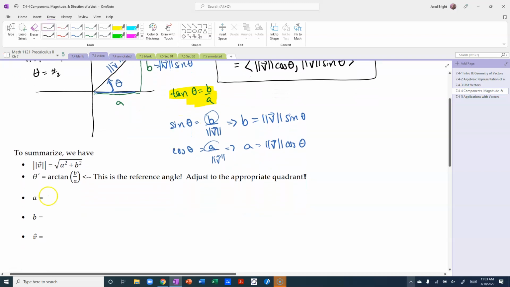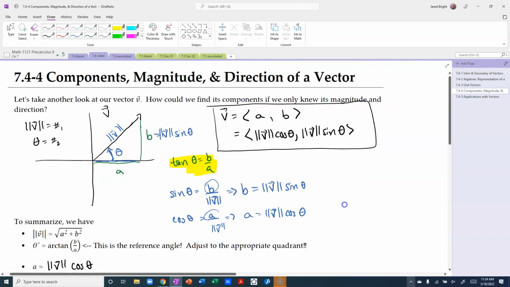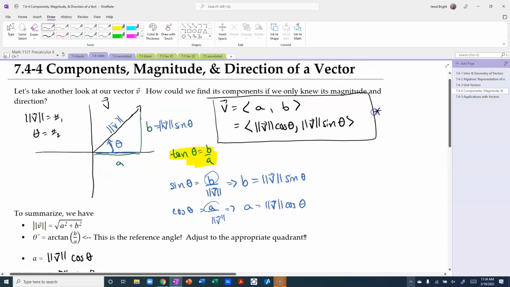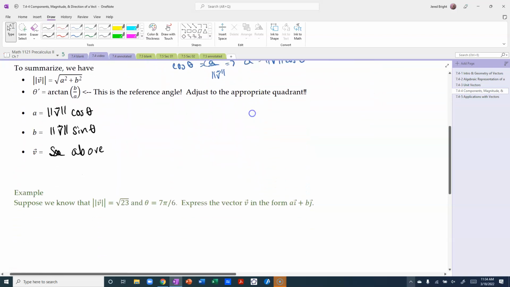And now we have some more information. a is the same as magnitude of v cosine of theta. b, as in boy, is just the magnitude of the vector times sine of theta. And so we have these other ways of expressing vector v, which I wrote up here instead of down below. Okay, so that's what should go down there. So that's the main ideas. Let's see them in action.